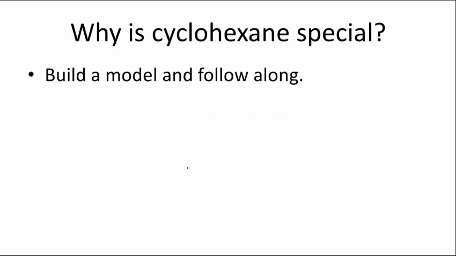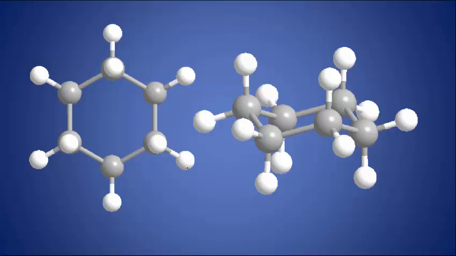If you're watching this, the first thing you're going to want to do is build a model and do this with a model in your hand, rather than just try and follow along without having a model. So to build a model, you're going to take 6 carbon atoms, put them together in a ring, and put hydrogens in all the other empty spots. So it's going to be C6H12. Your model should look something like this.